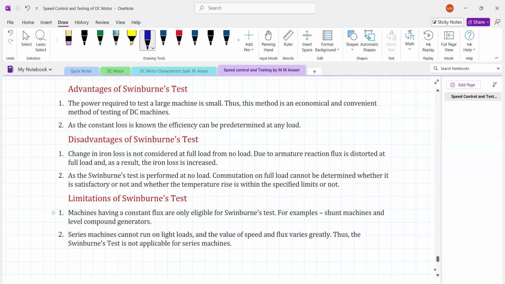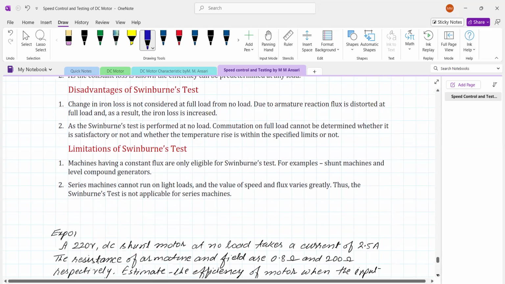Therefore, this method is suitable only for constant flux machines like the DC shunt motor, level compound generator, or compound motor. Whereas in the case of the DC series motor, the flux is not constant. Similarly, the change in speed is very large from no load to full load, isn't it? So that's why this method is not suitable for the DC series motor or any motor having variable flux. So these are the advantages, disadvantages, and limitations of the Swinburne test.